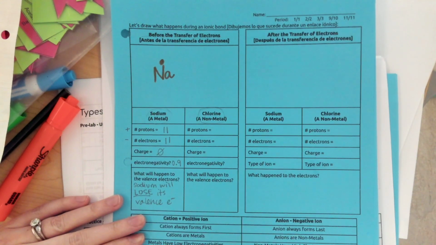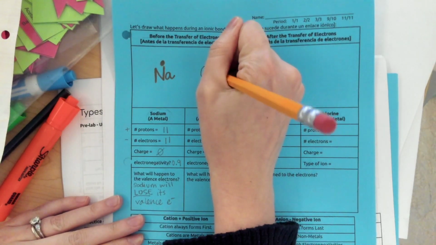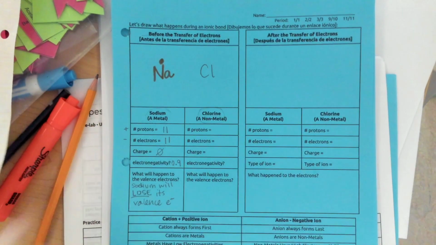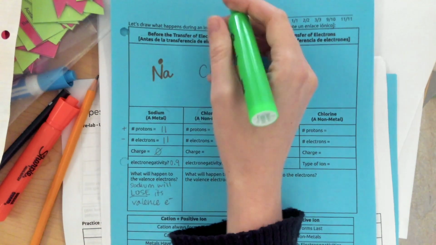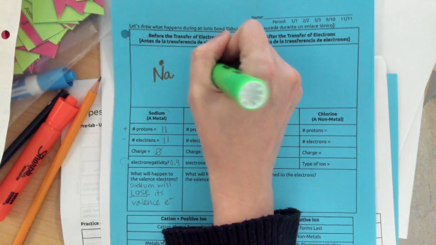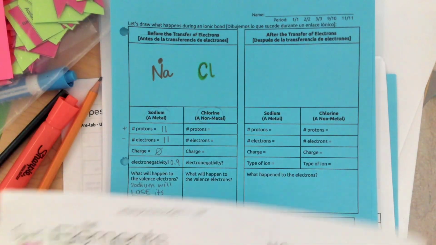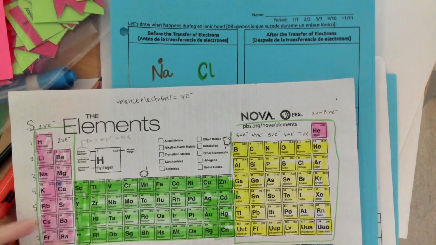All right, so now let's go and take a look at chlorine. Now, chlorine is a nonmetal, and it means that it is on the right side of the periodic table. So I'm going to draw our chlorine here in green. Here's our chlorine. And if we look at the periodic table, we can determine how many valence electrons it has.